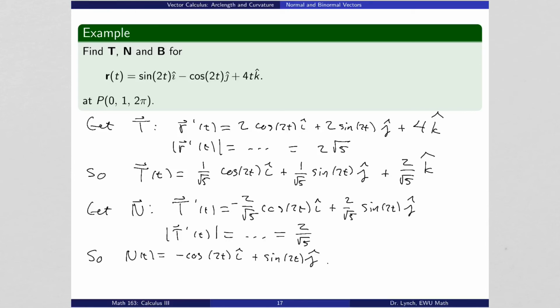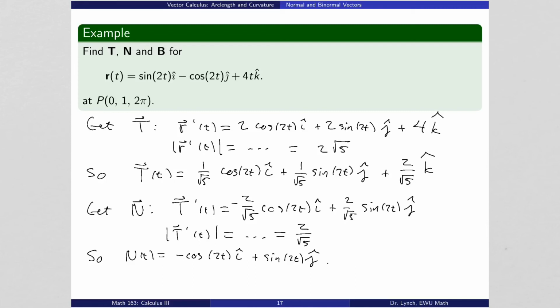So here's that computation. Capital T prime is negative 2 over root 5 cosine 2t in i hat plus 2 over root 5 sine 2t j hat. And again, omitting the computation here, the magnitude of that vector is just 2 over the square root of 5, giving us the normal vector.